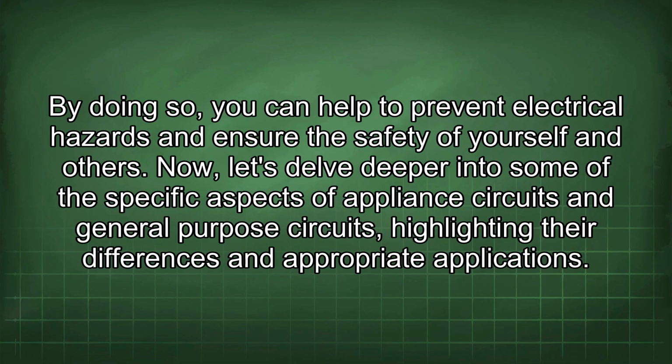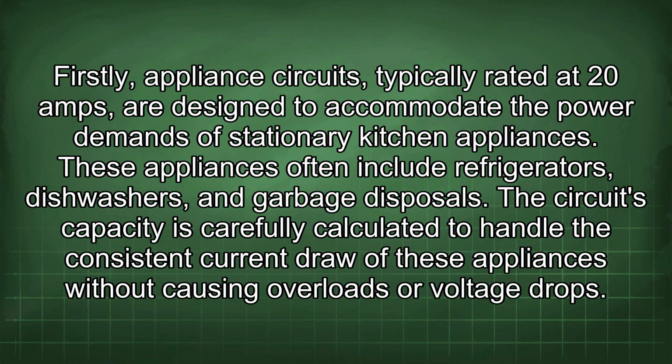By doing so, you can help to prevent electrical hazards and ensure the safety of yourself and others. Now let's delve deeper into some of the specific aspects of appliance circuits and general purpose circuits, highlighting their differences and appropriate applications. Firstly, appliance circuits, typically rated at 20 amps, are designed to accommodate the power demands of stationary kitchen appliances. These appliances often include refrigerators, dishwashers, and garbage disposals.